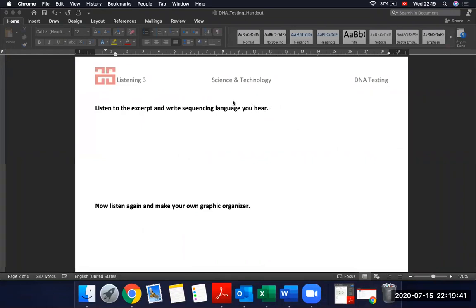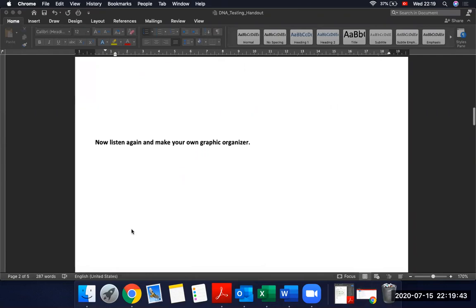When you complete this, you need to listen again, and while you are listening, you need to make your own graphic organizer. This is all for the skills focus section.